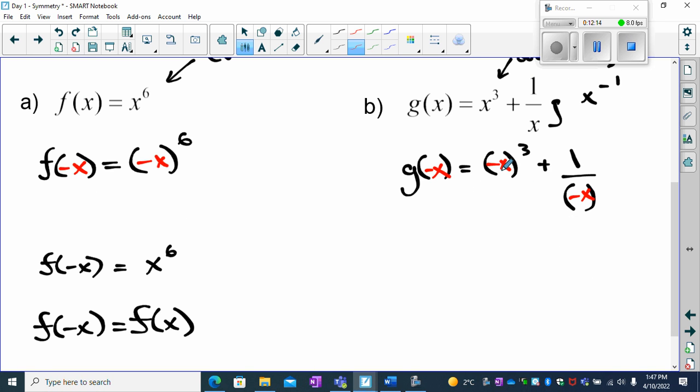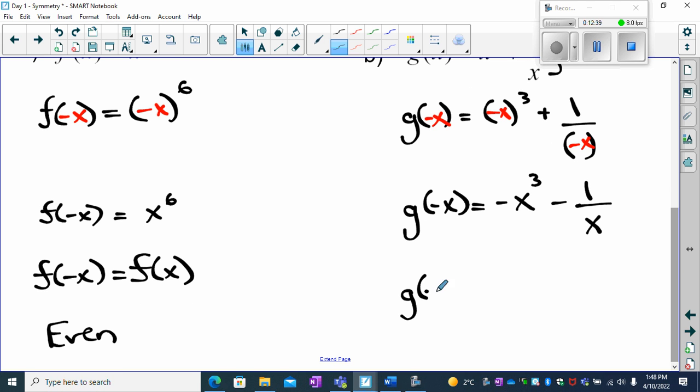Negative x times negative x times negative x. Three negatives multiplied together would give me a negative. X times x times x would give me x cubed. Now, positive x divided by negative x, that's like saying positive 1 divided by negative x. That's like saying negative 1 divided by positive x.